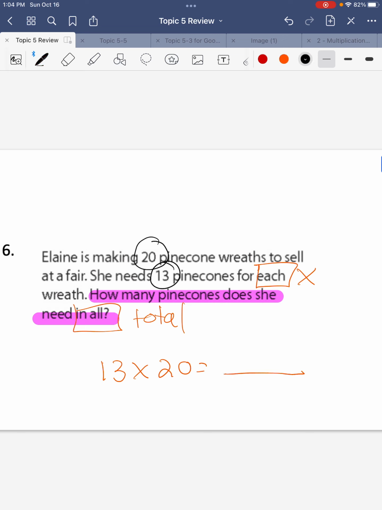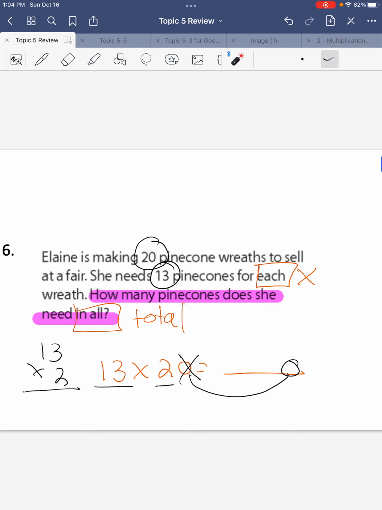I have 1 x, move it to the side, and I'm left with 13 and 2. So I'm going to multiply 13 times 2. 3 times 2 is 6. 2 times 1 is 2. So I have 216 pine cones.